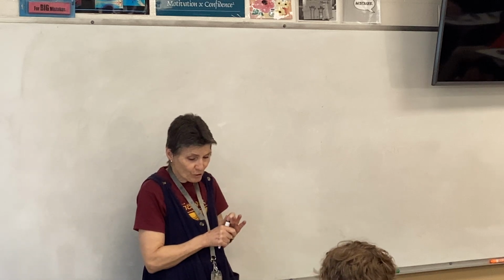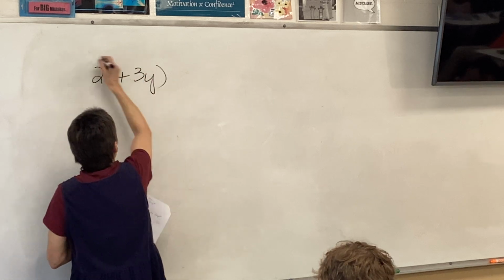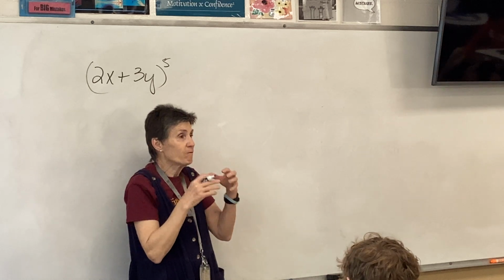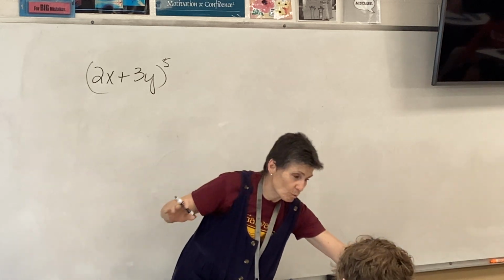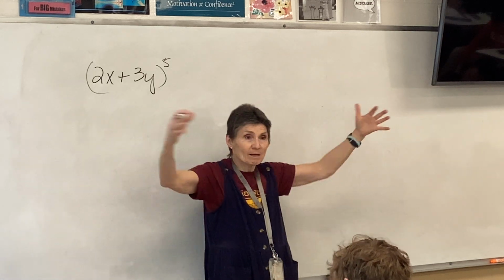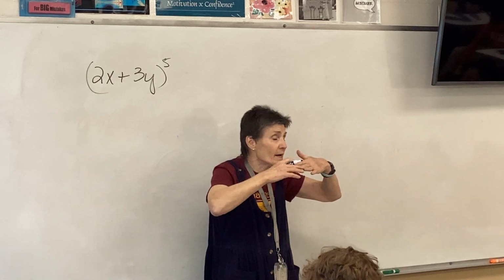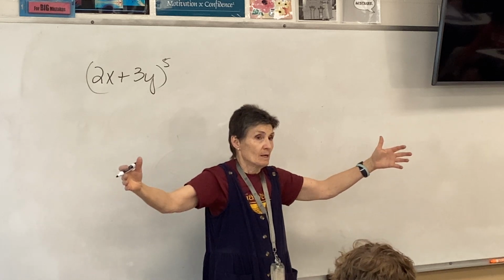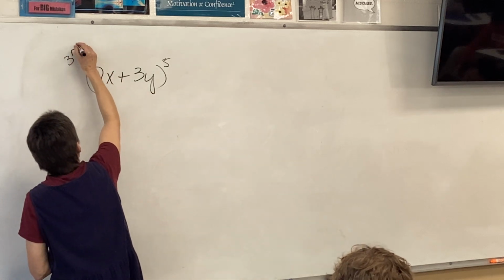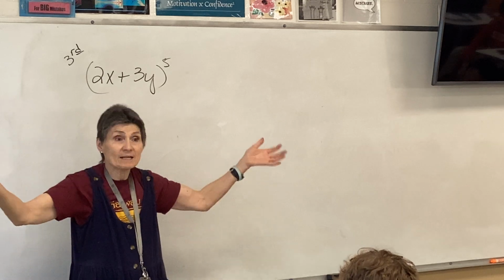Find the third term of (2x plus 3y) to the fifth. Now, we know that if we FOILed 2x plus 3y out 5 times, we would get some really long thing like we got yesterday. Luckily, we don't want the whole thing. We want only the third term. All right, so to find the third term, let's think about how we did the whole thing.